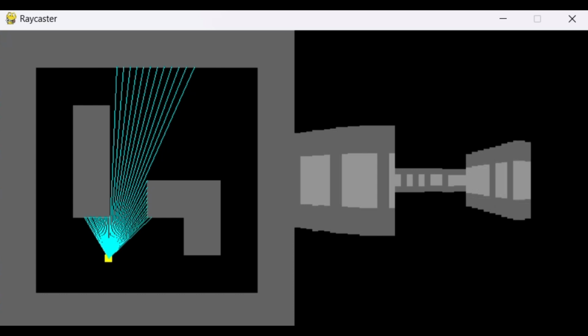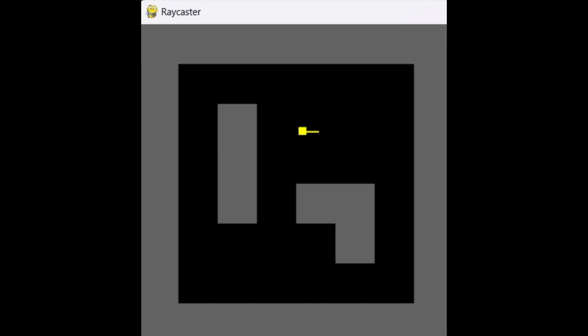With this little yellow square guy as the player, he's able to turn, move forward and backward, strafe left and right, and slide across walls.